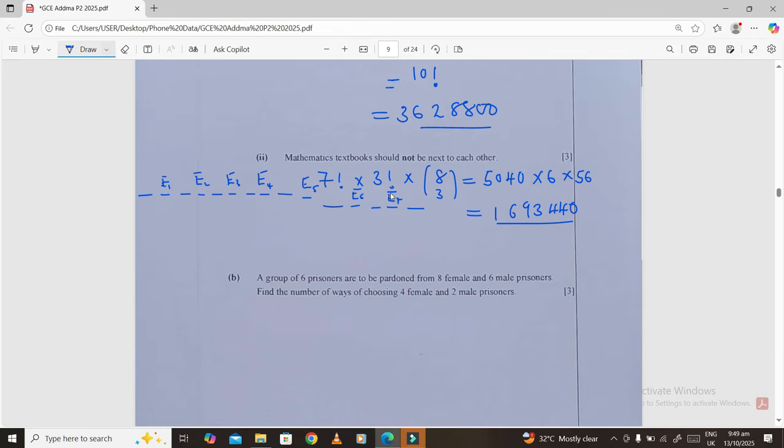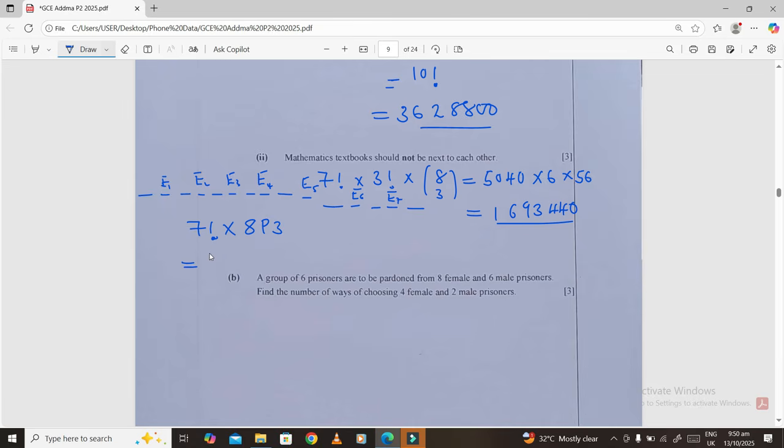Have you seen? So there are how many? 1, 2, 3, 4, 5, 6, 7. Okay, for English. Now how many spaces are in between? 1, 2, 3, 4, 5, 6, 7, 8. That's where the 8 is coming from. So if you don't want to use this process, you can just say, okay, I will say 7 factorial, okay? There are 7 English textbooks times, here I will say 8 permutation 3, 8P3. These are 8 spaces where 3 mathematics books must be positioned.